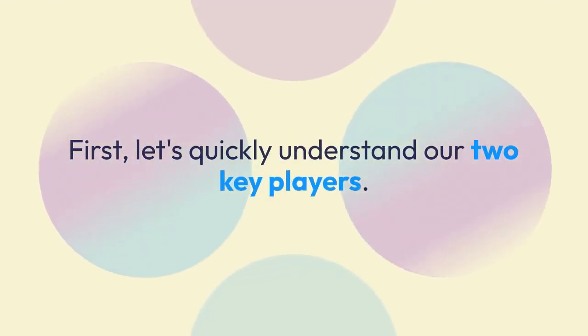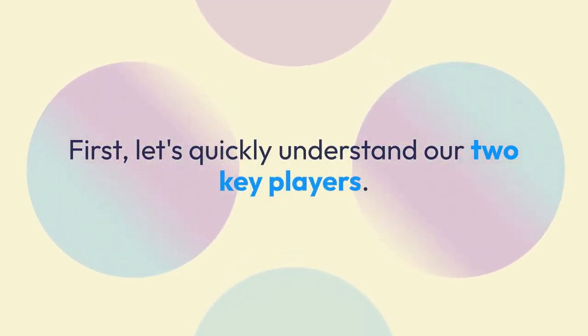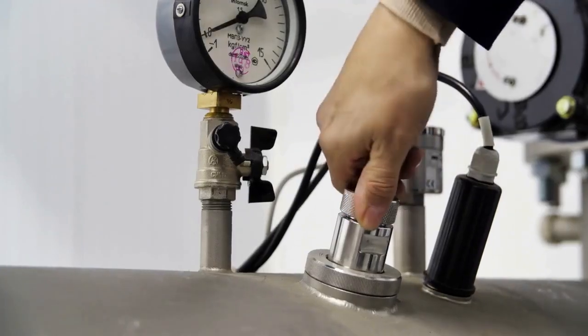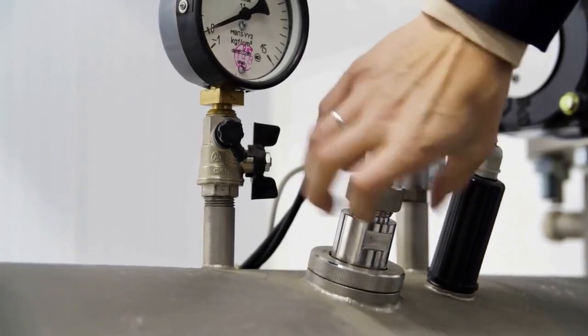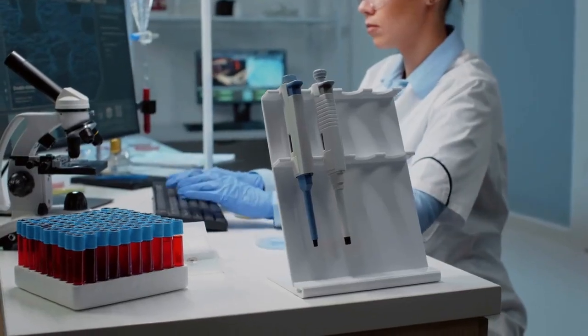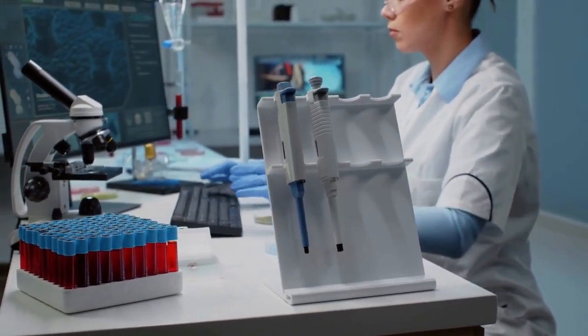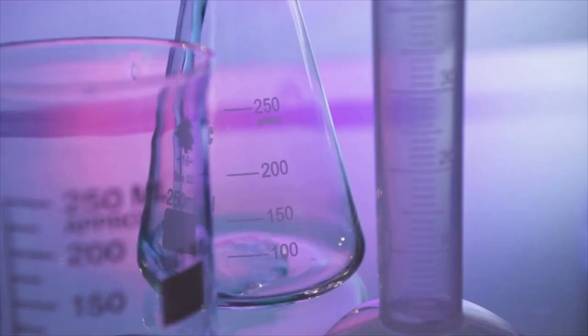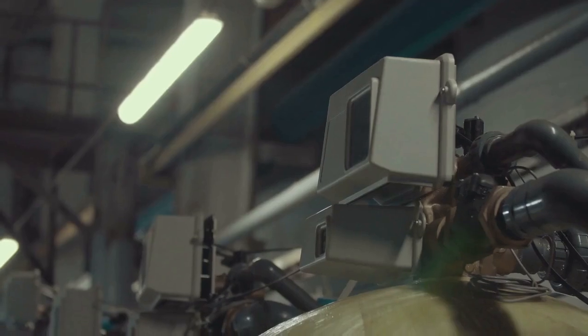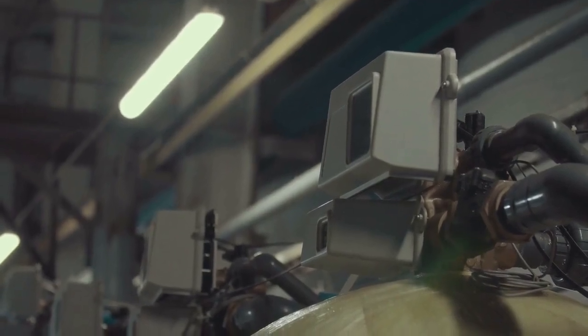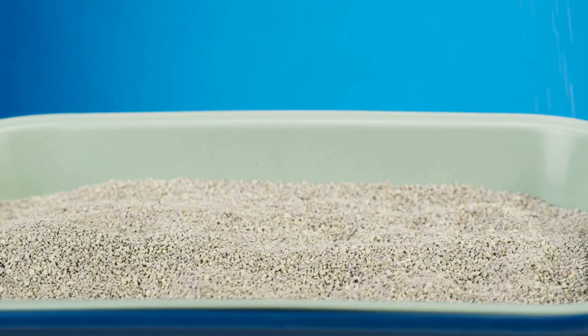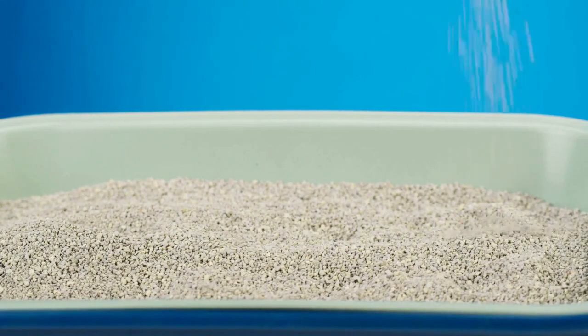First, let's quickly understand our two key players. Zeolite is a natural mineral. Think of it as a microscopic honeycomb or a sponge. It has a unique, cage-like structure with a negative charge. This structure is amazing at trapping and holding onto positively charged particles and other molecules. This process is called adsorption. It's why zeolite is commonly used in things like water filters, cat litter, and even in some detoxification supplements.